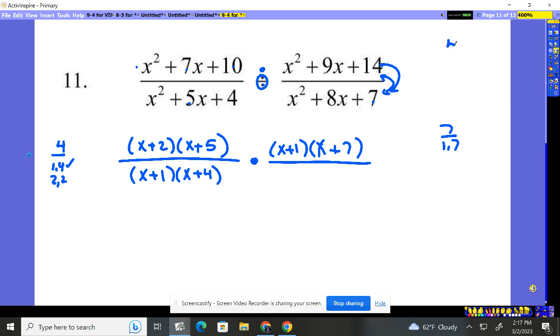Ooh, 14, a little bit more of a challenge. 1 and 14, 2 and 7. Nope, doesn't look like it. 2 and 7. Not a challenge at all, is it? It's a piece of cake.